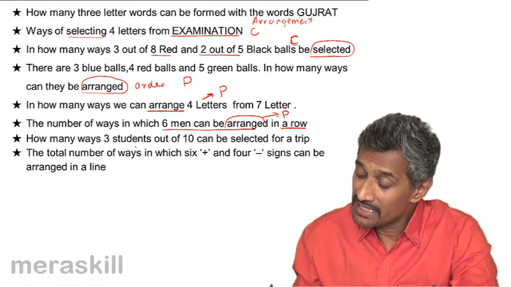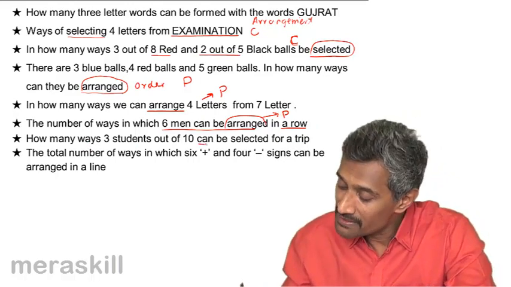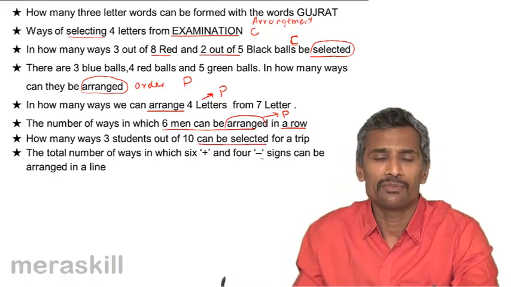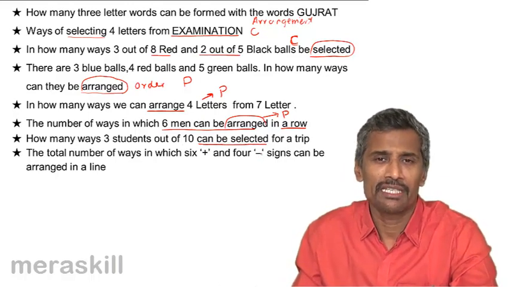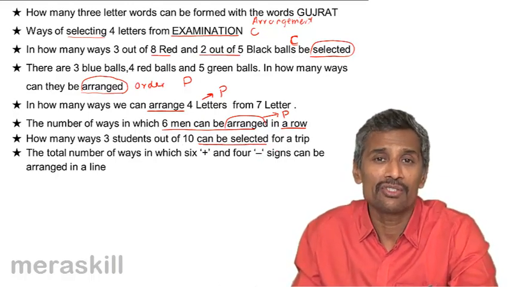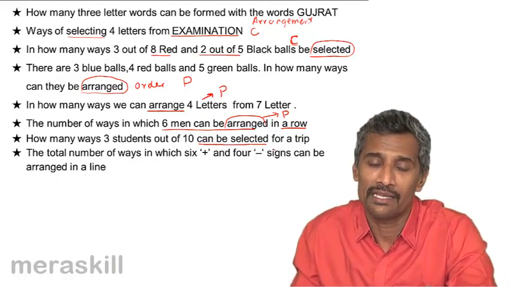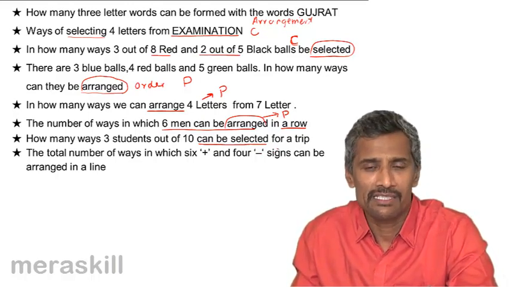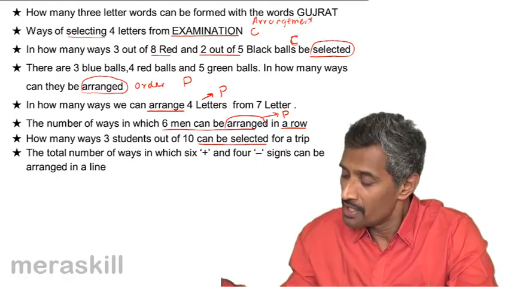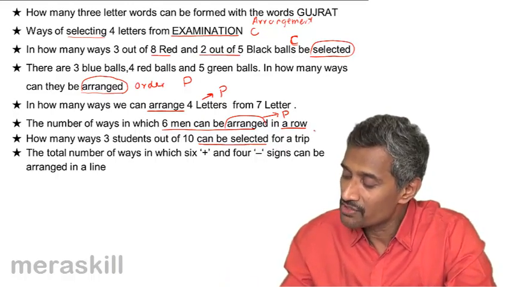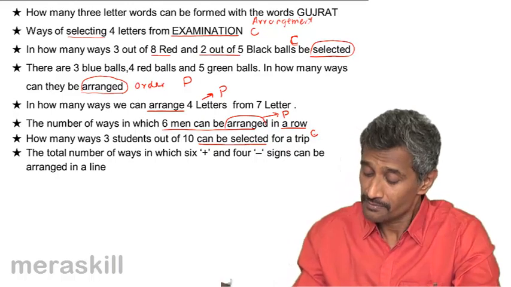How many ways can 3 students out of 10 be selected for a trip? You just need to select them, so you may select any 3. The order in which you select A, B and C, whether you select A, B and C or B, A and C, or B, C, A, is not important. So hence this is just selection, hence a combination.